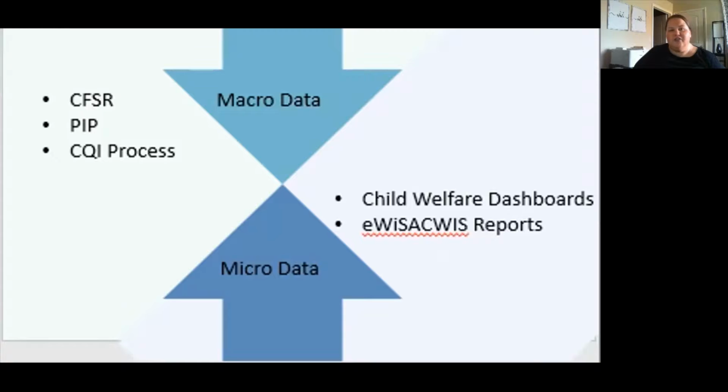Micro-level data consists of child welfare dashboards and EWSACWS reports. You will learn more about these later. We want to ensure that you have a foundational understanding of why certain measures or reports are required, as this drives the type of data that you or your staff are required to collect and report on. So we'll provide a brief overview of macro level data.